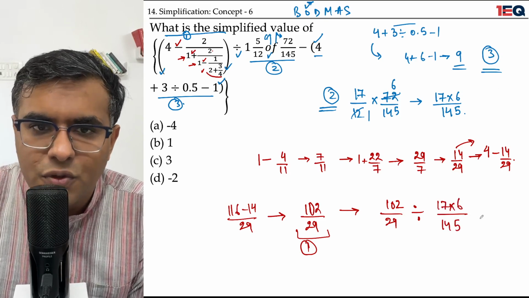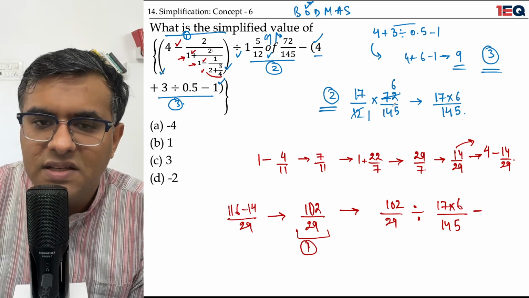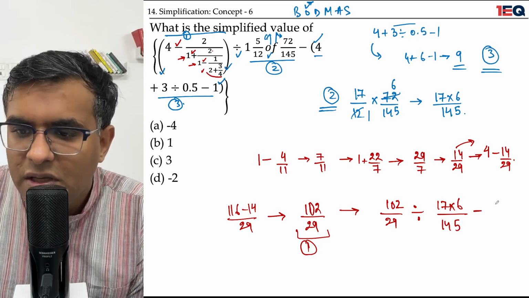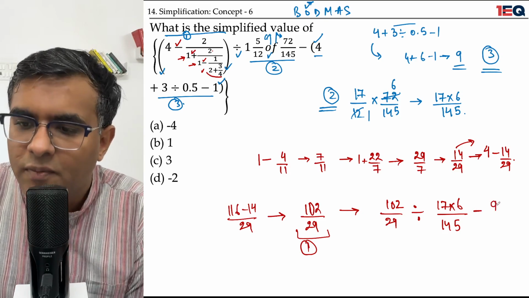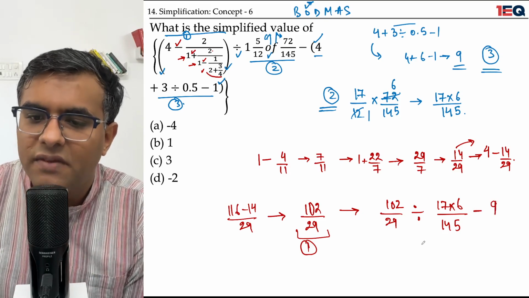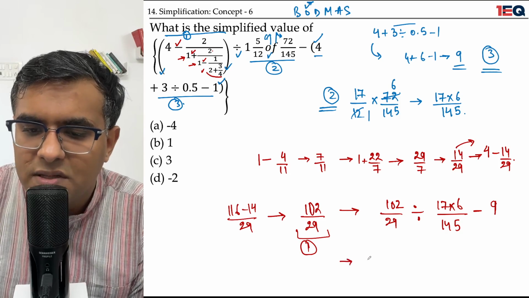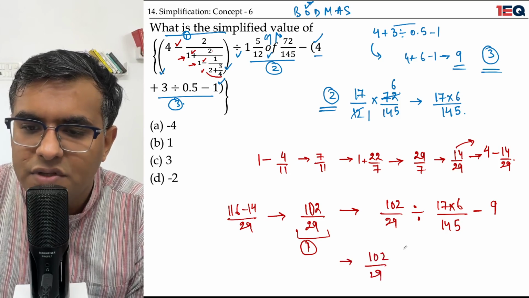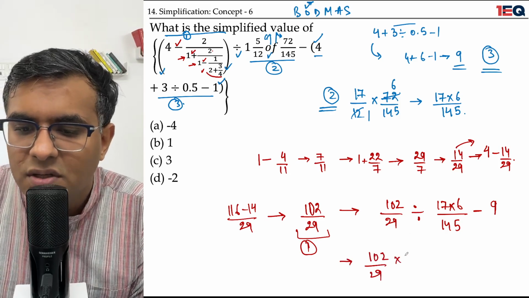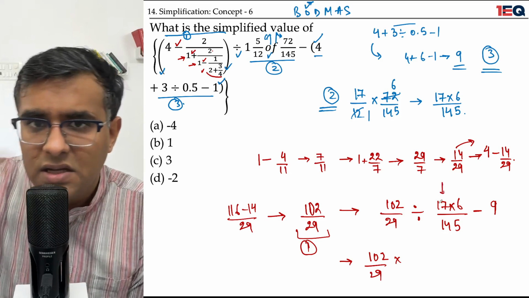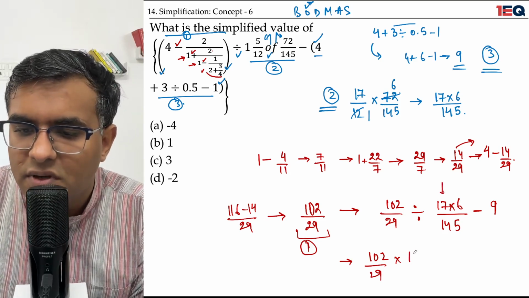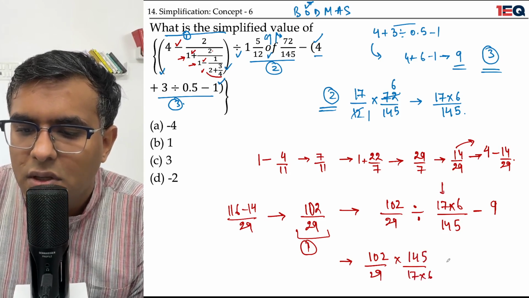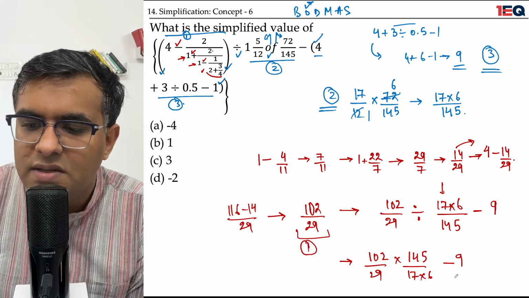Then in the third portion, we have a minus sign. This minus sign gives me a value of 9. So simply going ahead, 102 upon 29 division would convert into multiplication if we have the right hand side as reciprocal. This would give me 145 upon 17 into 6, and this again gives me minus 9.